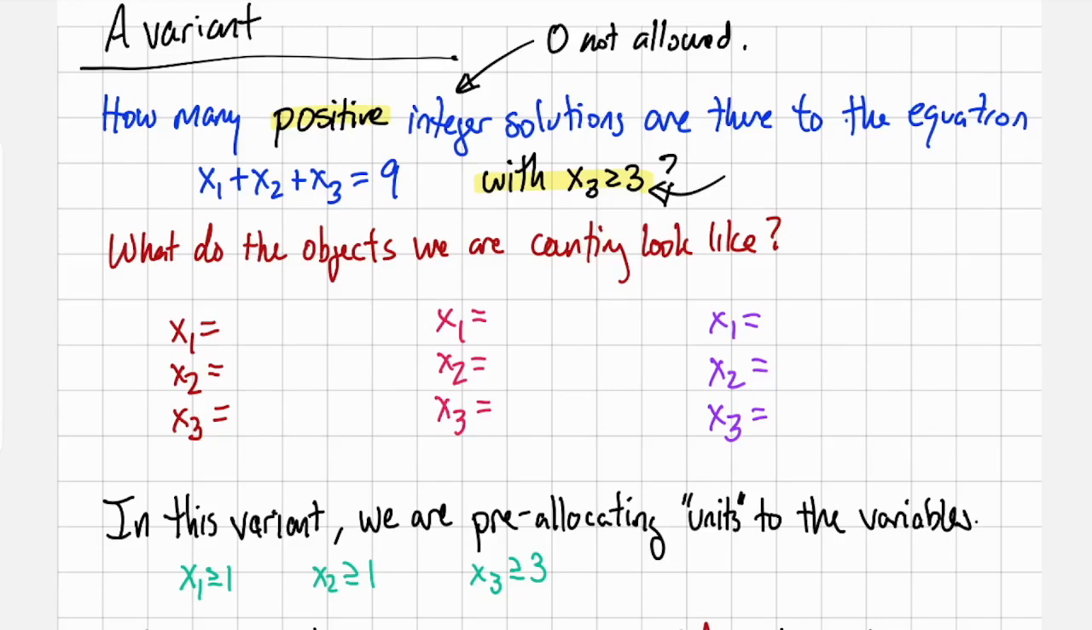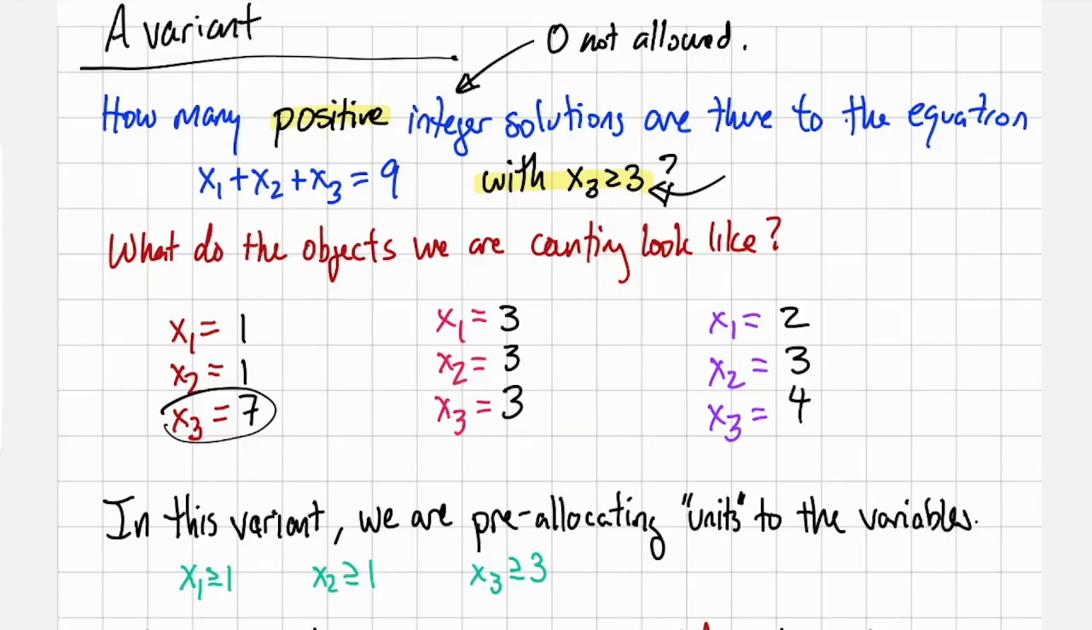What are some objects of this form? Well, we could have 1, 1, and 7. These are all positive numbers. x3 is greater than or equal to 3. We could have 3, 3, and 3. They're all positive numbers, and x3 is greater than or equal to 3. Or we could have something like 2, 3, 4. That's still a valid answer.